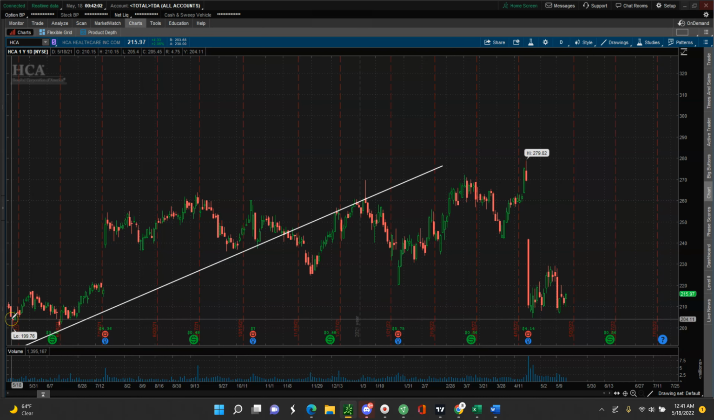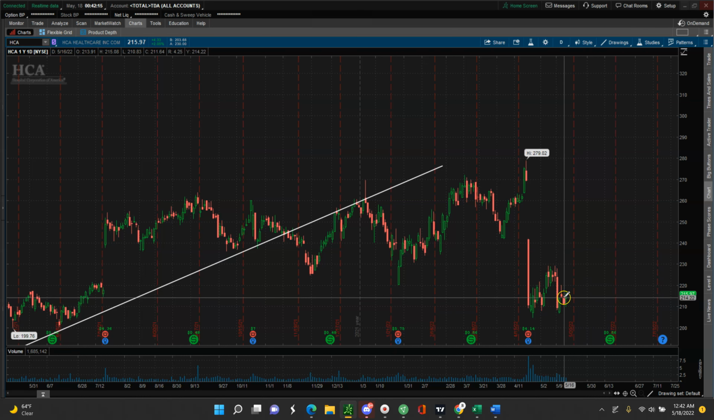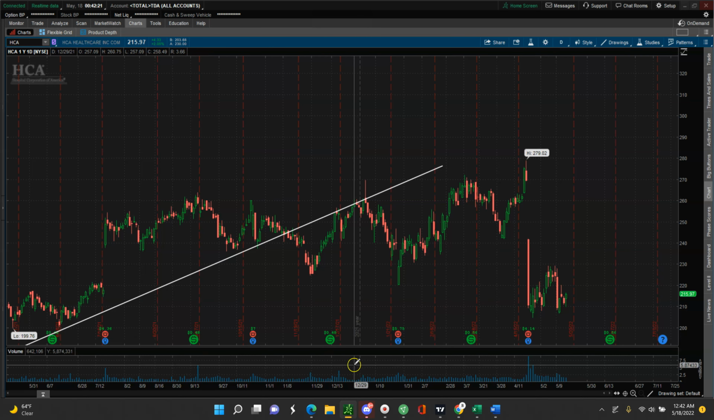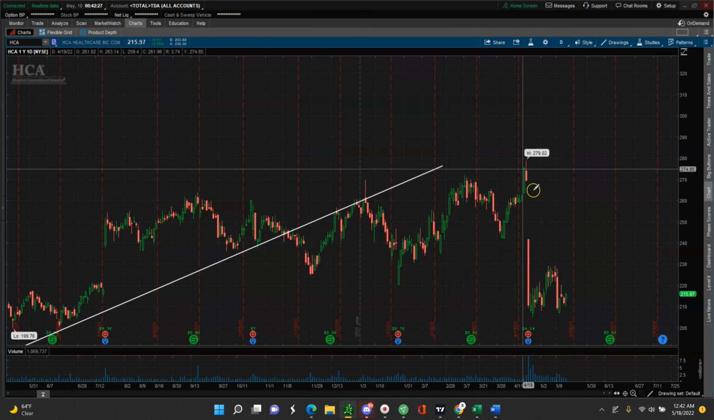And that just means that the price is just trading sideways. Notice that it starts over here in the low 200s, and the price is currently at about 215. So not a whole lot of movement over the past year for this stock in terms of overall trend. That's something that's very important to think about.